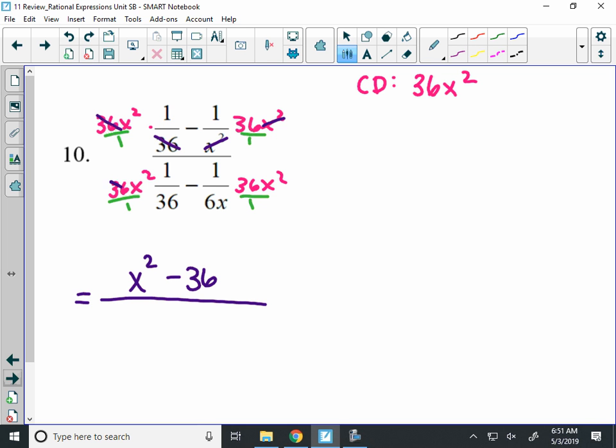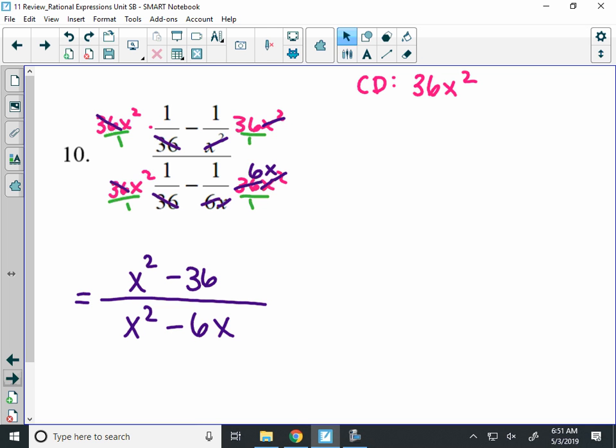Bottom left, the 36 cancels, so I have x squared times 1, which is x squared. And over here, the x on the denominator cancels with one of the x's up here, so I'll just have an x. The 6 cancels with the 36, so I'll have a minus 1 times 6x, minus 6x.